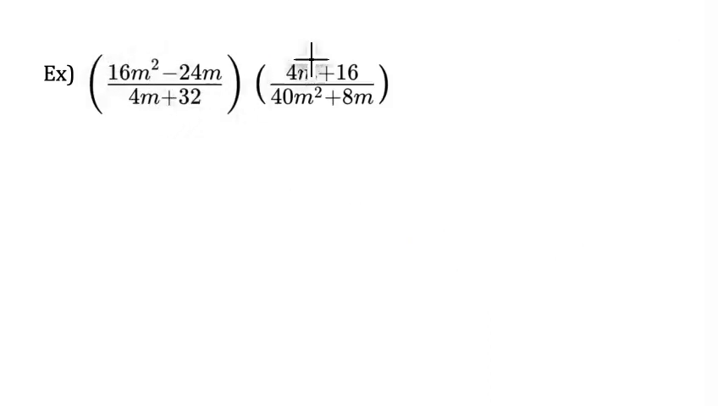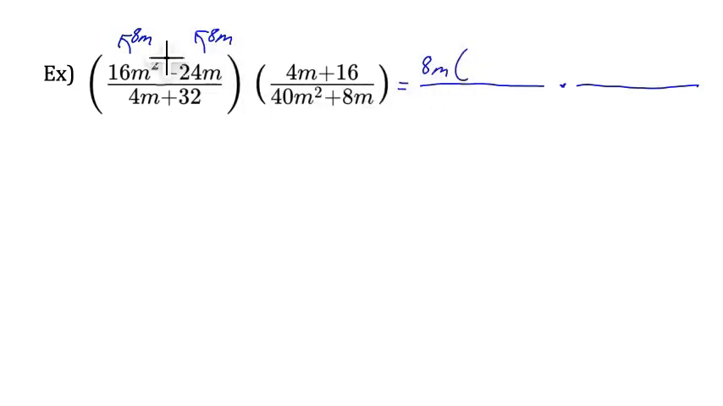All right, these polynomials look quite a bit different here, so we'll be factoring them differently. This is not a difference of two squares. Instead, we are going to factor out a common factor. They're both divisible by 8m. The 8m comes up front. 16m squared divided by 8m. 16 divided by 8 is 2. M squared divided by m is m.